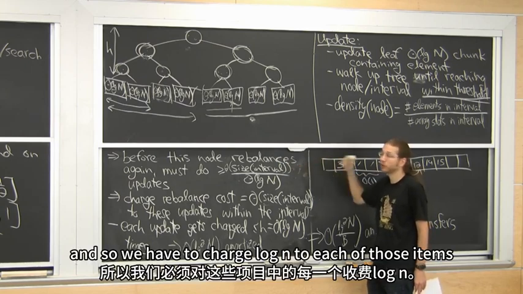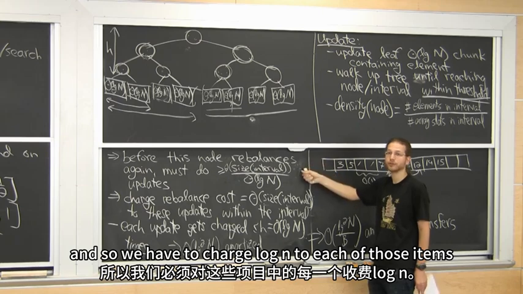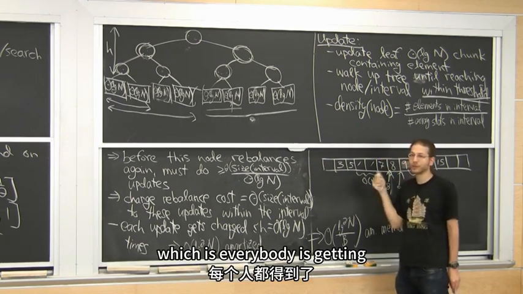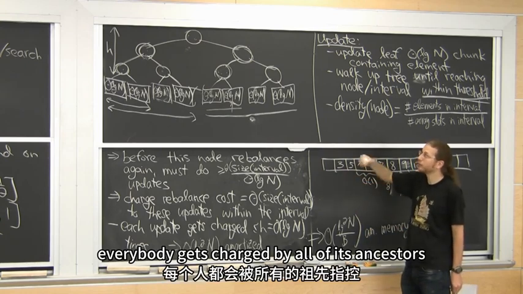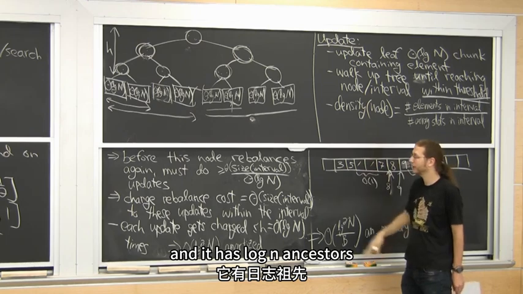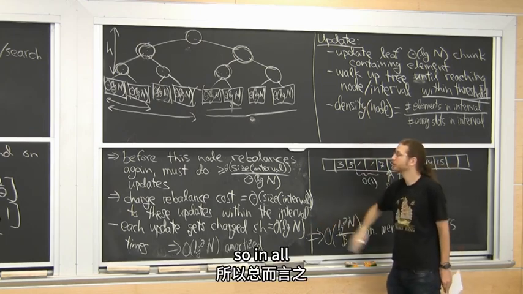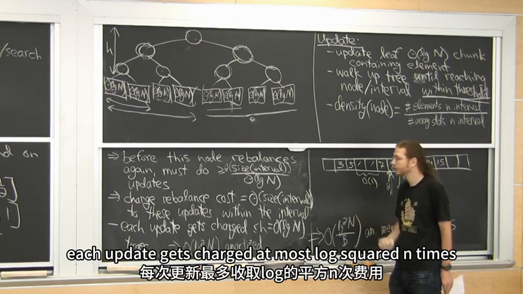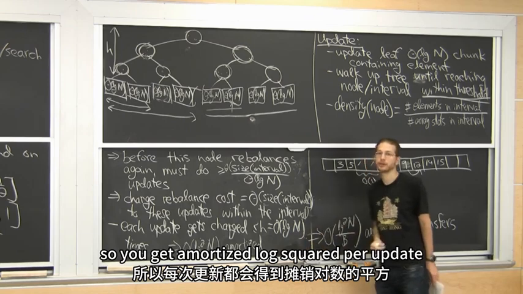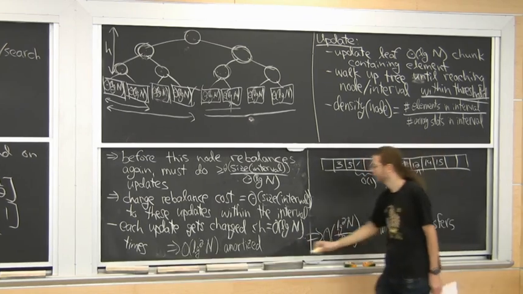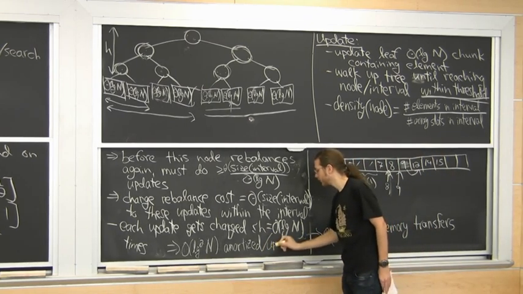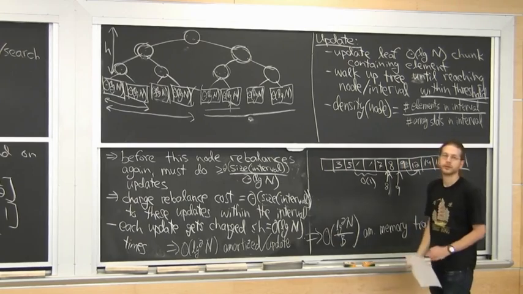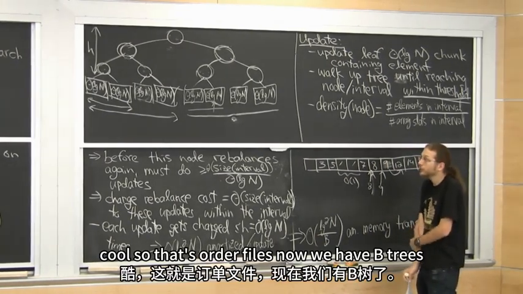And so we have to charge log n to each of those updates. And then there's a second problem, which is everybody gets charged by all of its ancestors, and it has log n ancestors. So in all, each update gets charged at most log squared n times. So you get amortized log squared per update. Other questions? Cool. So that's ordered files.